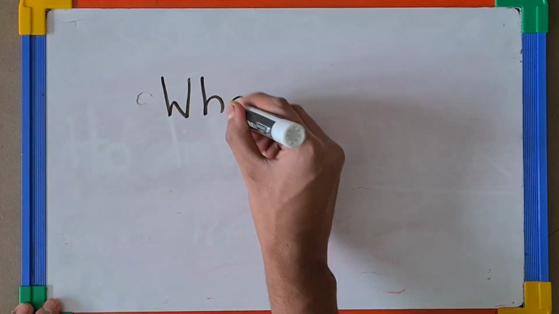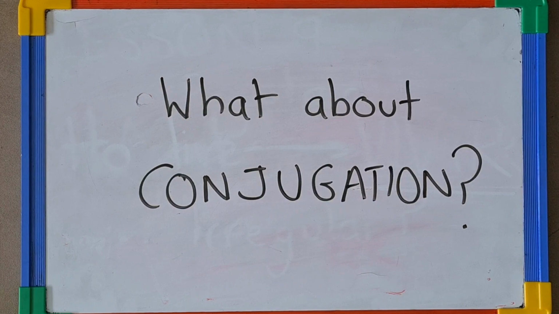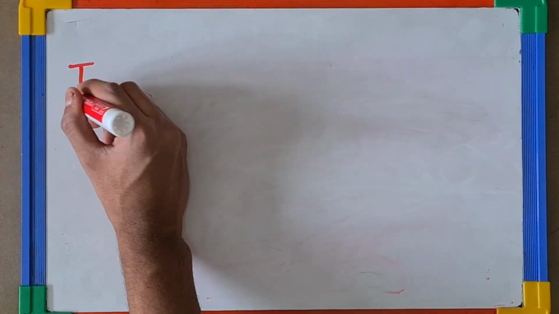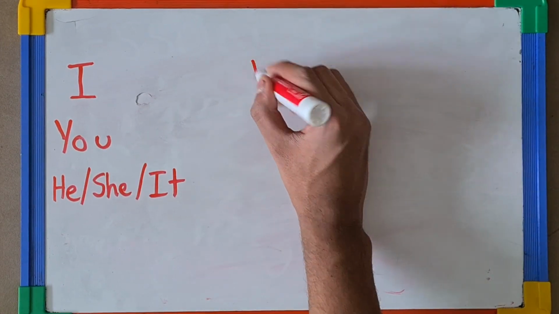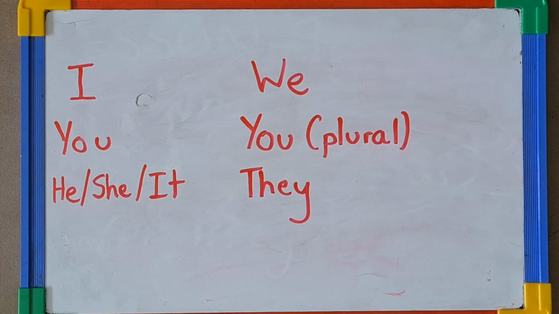Now we need to ask ourselves, what about conjugation? What about when we want to say that a particular person does a particular action? Firstly, let's explore this in English. We can conjugate verbs into 6 different groups of people in English, and the same in Spanish. I, you, he, she or it, we, you plural, and they.